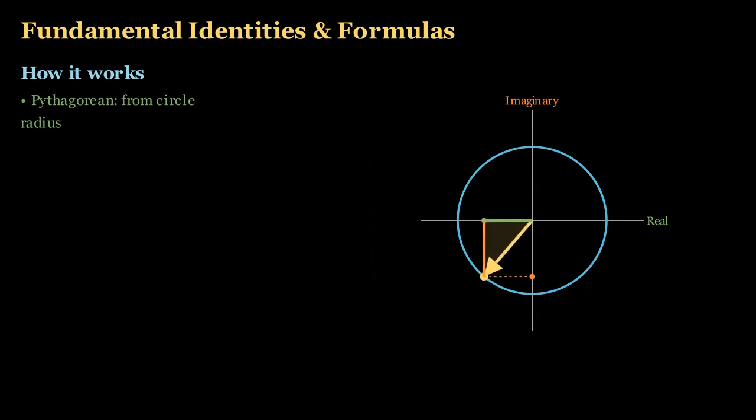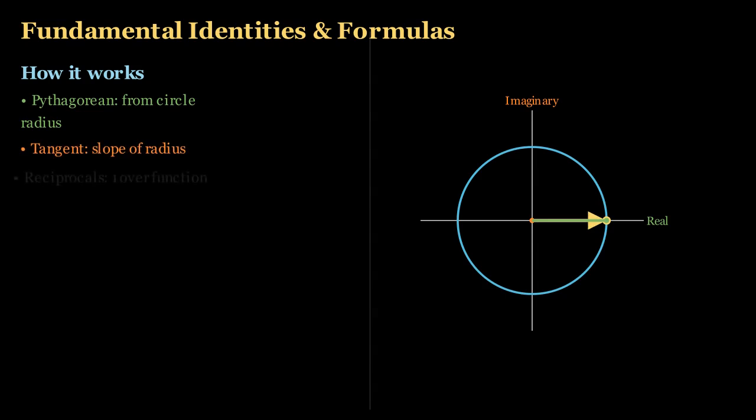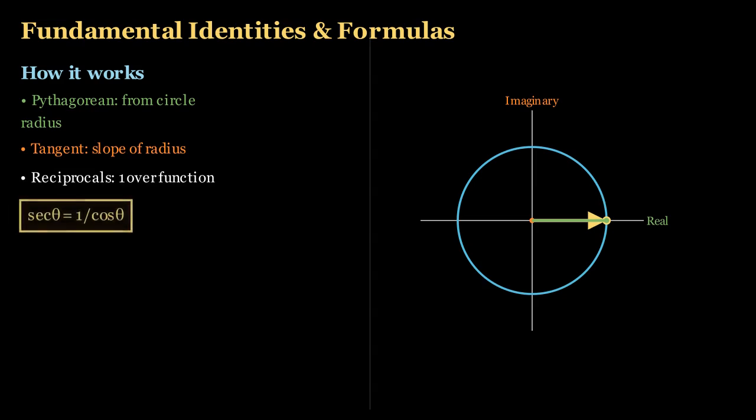Next, the tangent identity. On the circle, tangent is the slope of the radius line, rise over run, which is sine theta over cosine theta. So tangent equals sine over cosine. Finally, the reciprocal identities. We define secant as 1 over cosine, cosecant as 1 over sine, and cotangent as 1 over tangent, or cosine over sine.